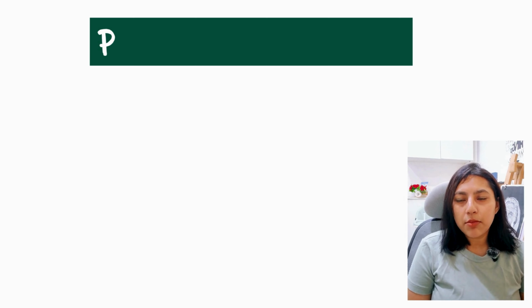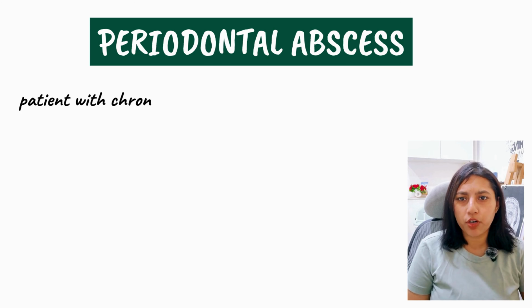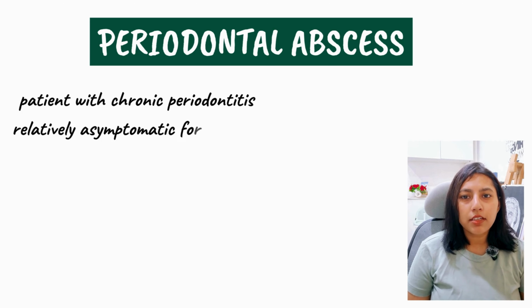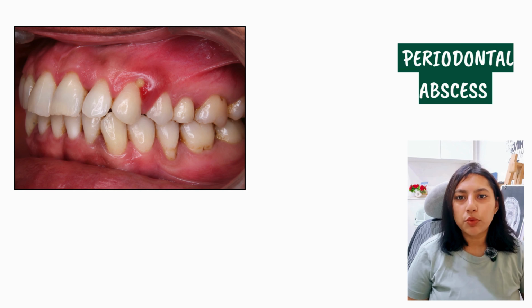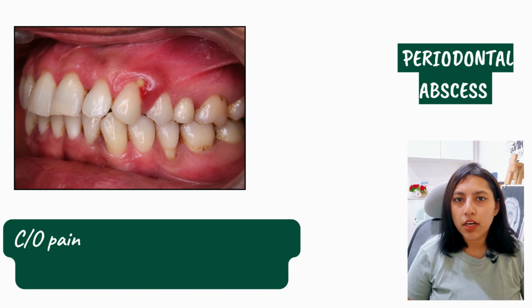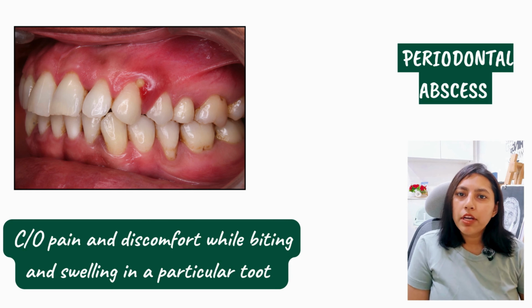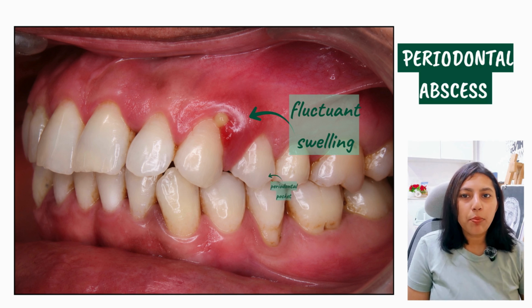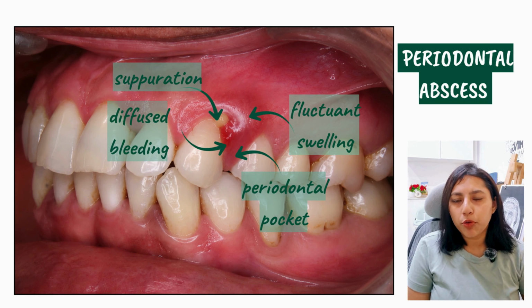Let us first understand periodontal abscess. Imagine a patient with chronic periodontitis who was relatively asymptomatic for months, and suddenly the patient reports a severe throbbing pain near one tooth associated with localized swelling and difficulty while chewing or biting. On examination, there is a swollen fluctuant gingival swelling, deep periodontal pocket, suppuration, and tenderness on probing.